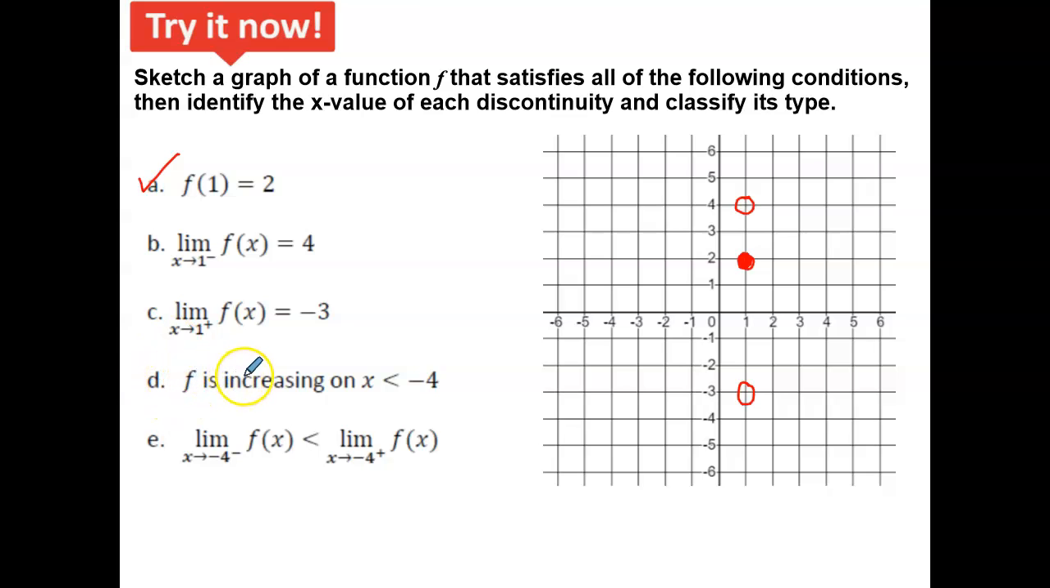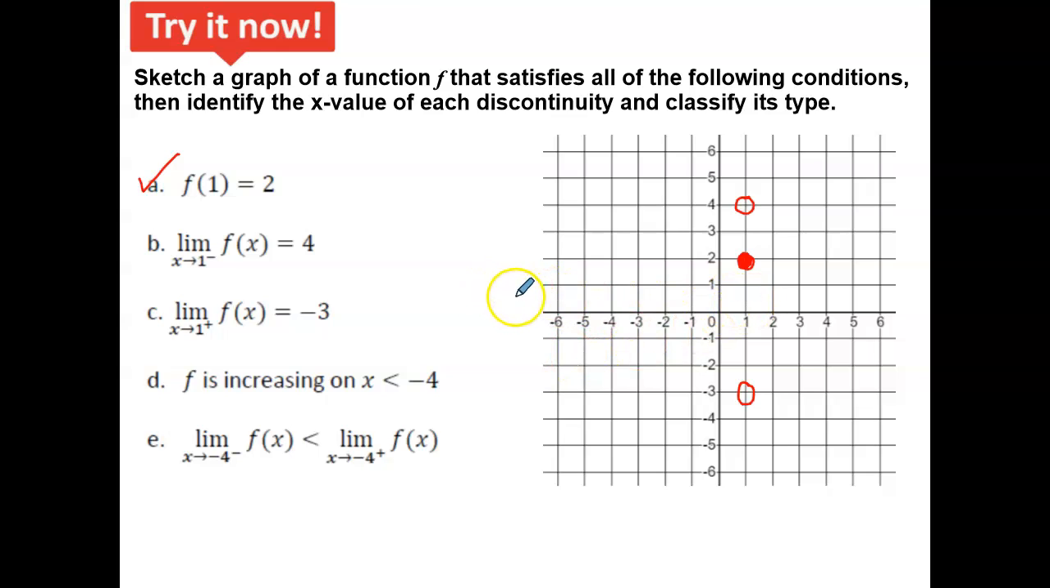Now D, f is increasing on the interval x less than negative 4. So I go to my x's, and here's my x at negative 4, and it's going to need to be increasing, but I don't know yet from what y value, right? So rather than draw that and then have it be wrong, I'm going to come back to that one in a moment and see what E says. E is the limit of x approaching negative 4 from the left. And that limit, that y value, has to be less than the right-sided limit approaching negative 4.